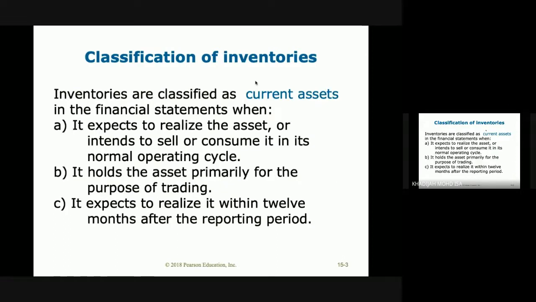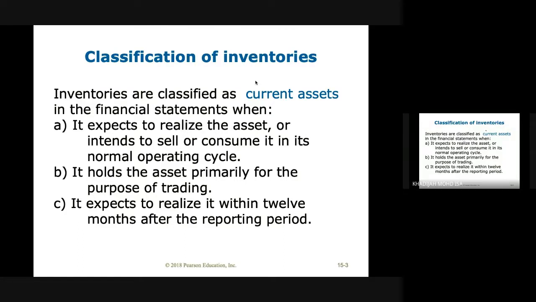Classification of inventories. Inventories are classified as current asset in your financial statement when the inventory is expected to be realized, or intended to be sold or consumed, in its normal operating cycle.